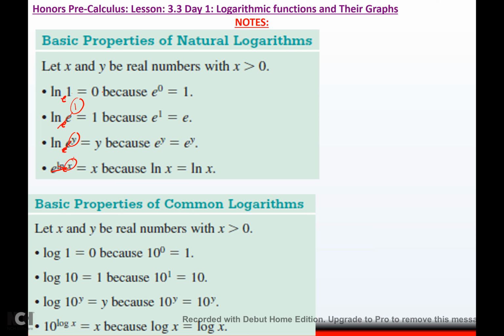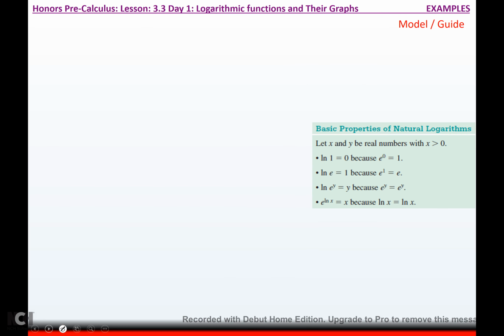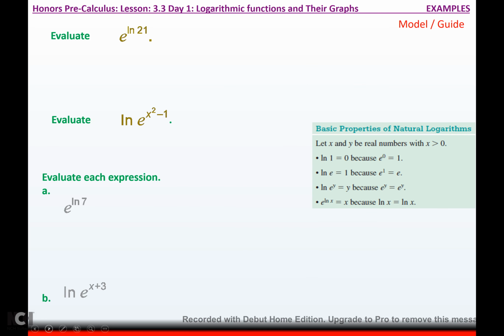Okay? Same with base 10s. So that's the natural log and the common log I already told you about. These are base 10s. Any log of 1 is 0. When these match, that's your answer. These match, that's your answer. These match, that's your answer. Okay? Alright, so it says evaluate e to the ln of 21.